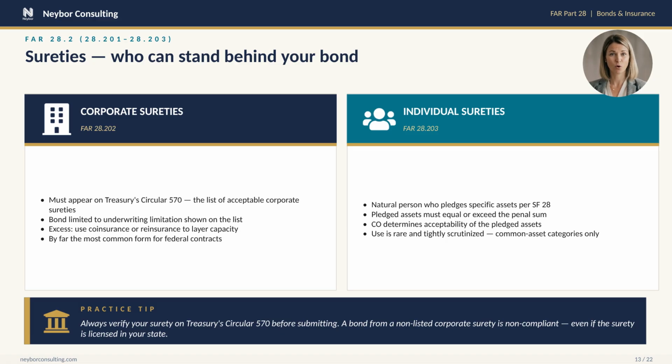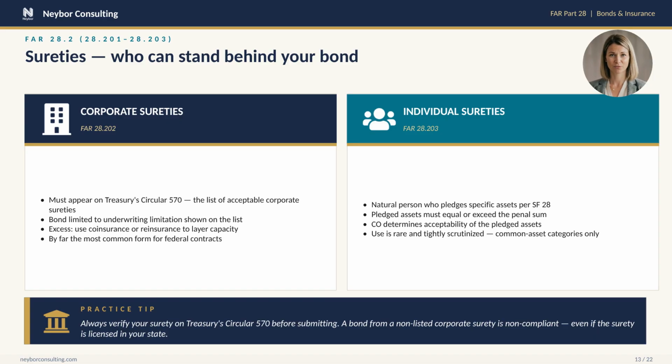On the left, corporate sureties, which is what 99% of federal contractors use. The Treasury Department maintains Circular 570, the official list of acceptable corporate sureties along with each one's underwriting limitation, the maximum penal sum that surety can write on a single contract. If your contract exceeds the surety's limit, you can layer through coinsurance or reinsurance.